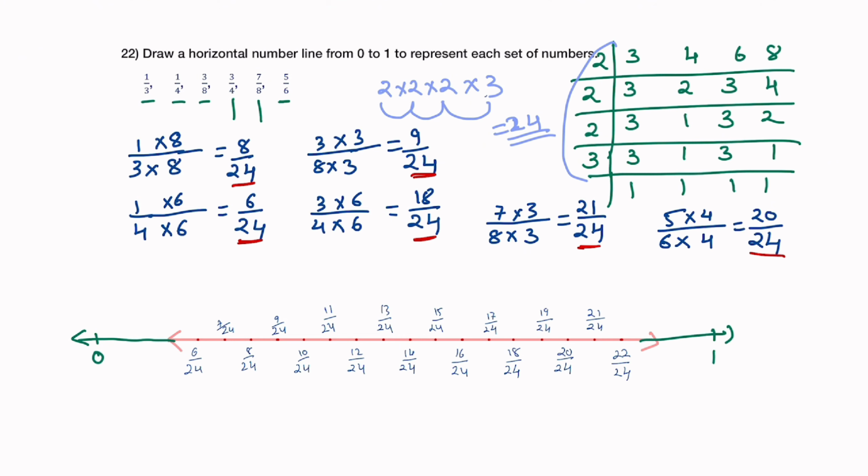And it's easy for us to put them on the number line. So let's look at the number line. Do we have 8 upon 24? This is 8 upon 24. Then we have 6 upon 24. Then that's 9 upon 24. Next one is 18 upon 24. 21 upon 24. And finally 20 upon 24. So this is how we plot it on the number line.